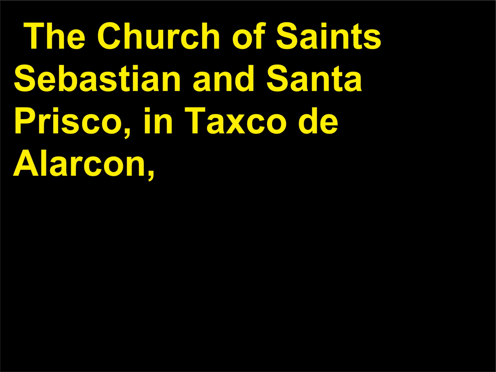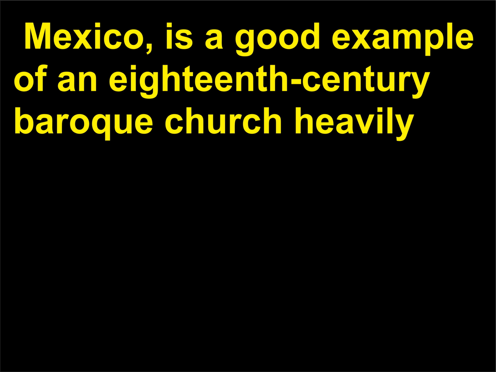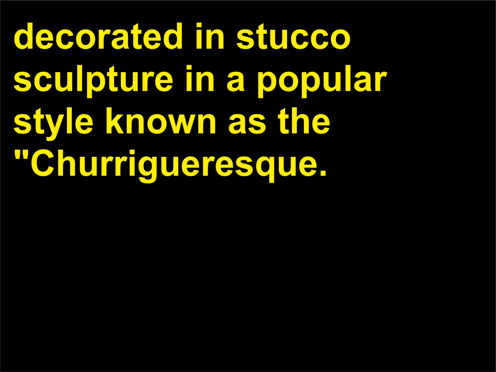The Church of Saints Sebastian and Santa Prisca, in Taxco de Alarcón, Mexico, is a good example of an 18th century Baroque church heavily decorated in stucco sculpture in a popular style known as the churrigueresque.